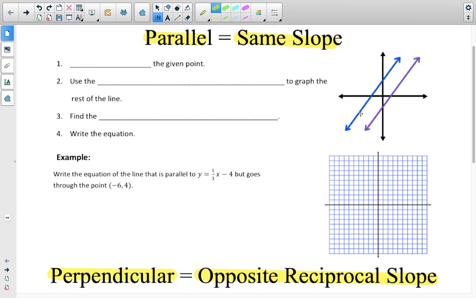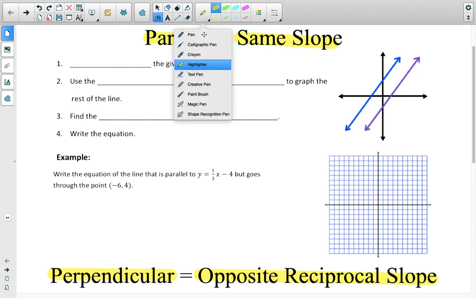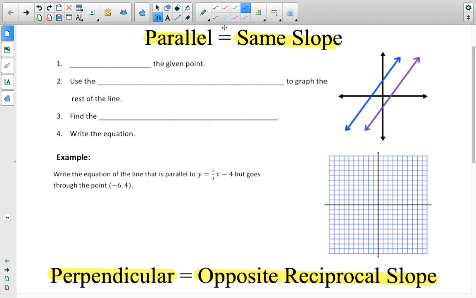So if we're given an equation, or we're given the graph of an original line, and we want the parallel line through a different point, we do these steps. First, we graph or plot the given point. So whatever they tell you, graph or plot the given point. Then, we're going to use the parallel, which is the same slope, to graph the rest of the line.